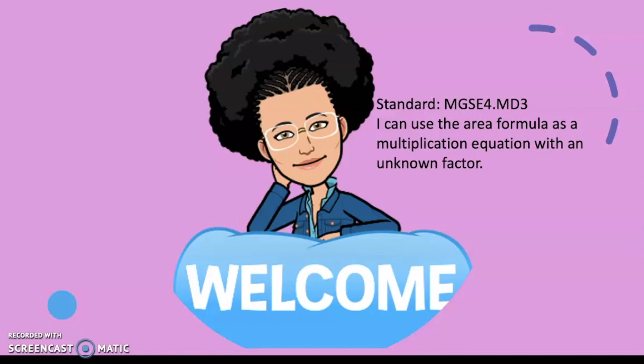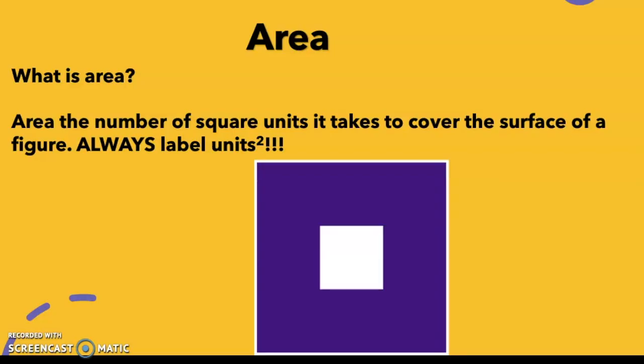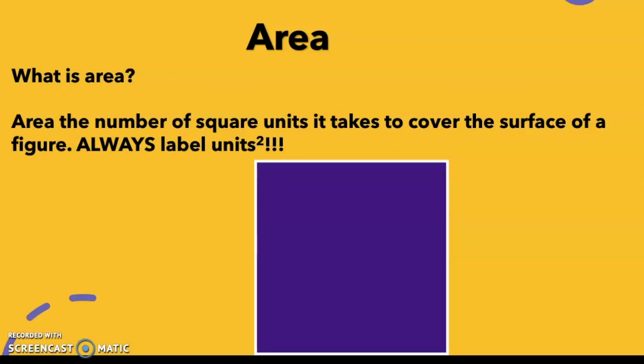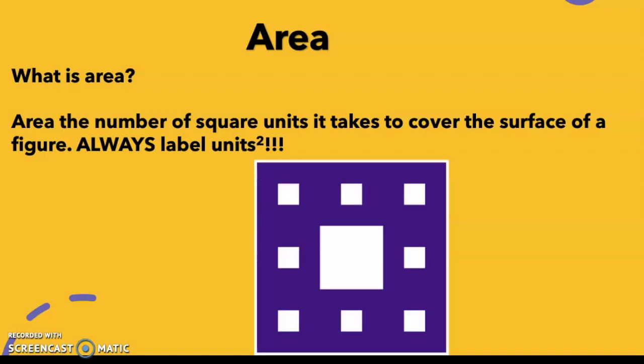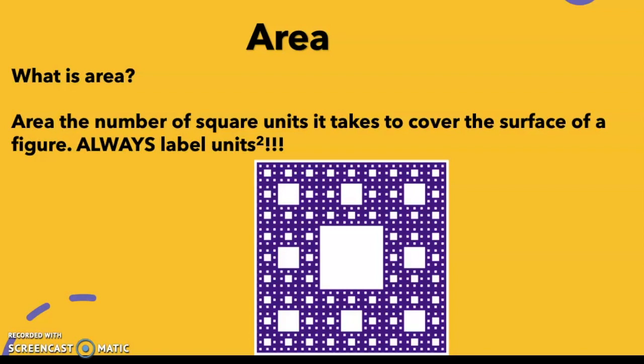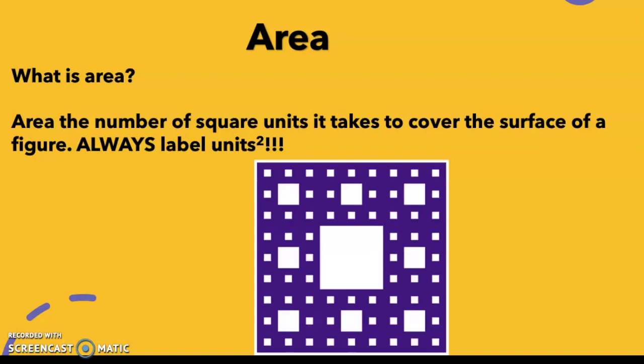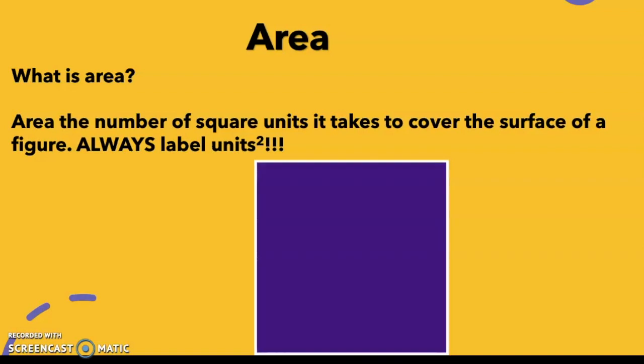Hello. In this video, you are going to be able to use the area formula as your multiplication equation to find an unknown factor. What is area? Remember, area lives inside your shape. Area is the number of square units it takes to cover the surface of a figure. Always remember, it's labeled as units squared. Let's take a look at some examples.